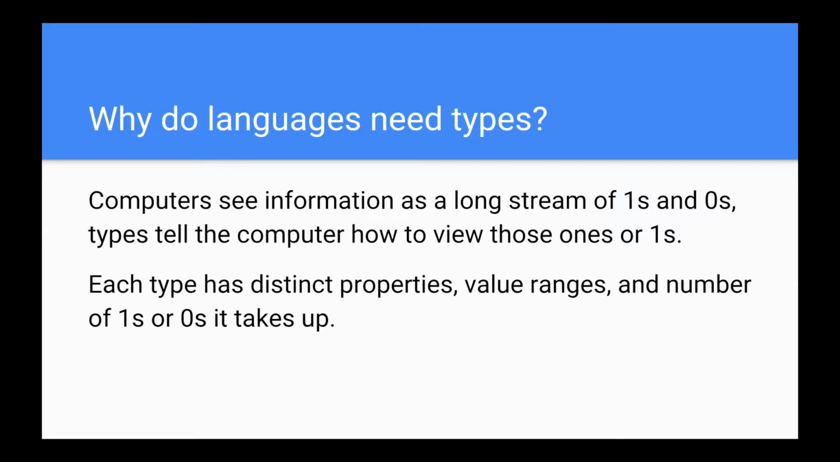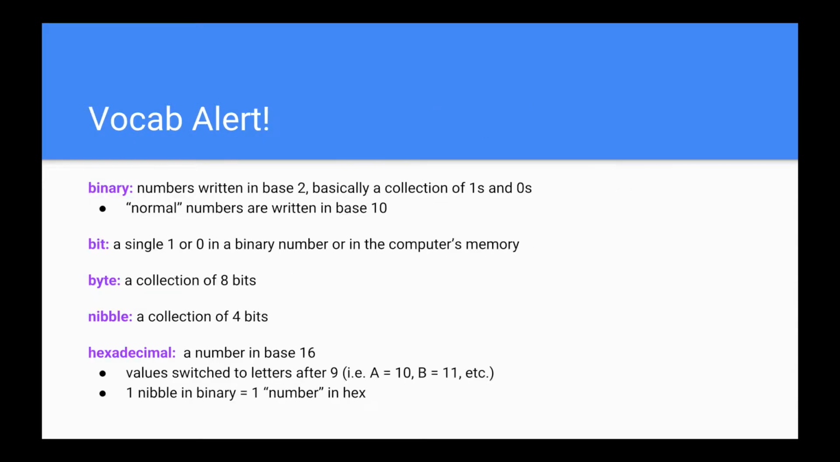So why do languages need types? Computers see information as a stream of ones and zeros, and types tell the computer how to view those ones and zeros. And each type has distinct property values, value ranges, and number of ones and zeros it takes up.